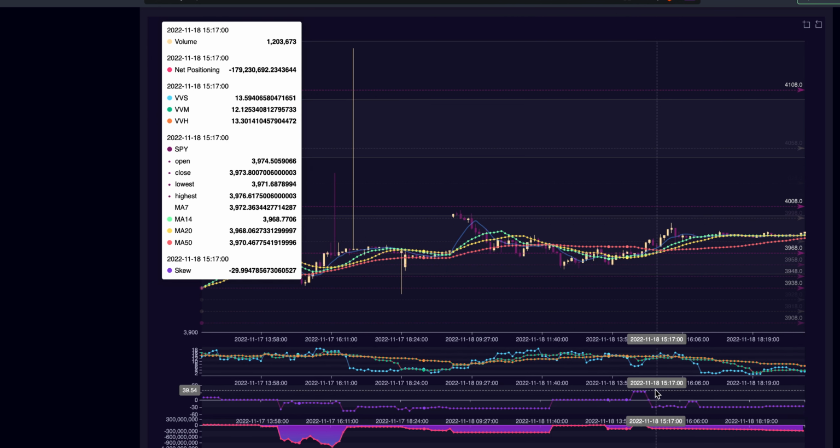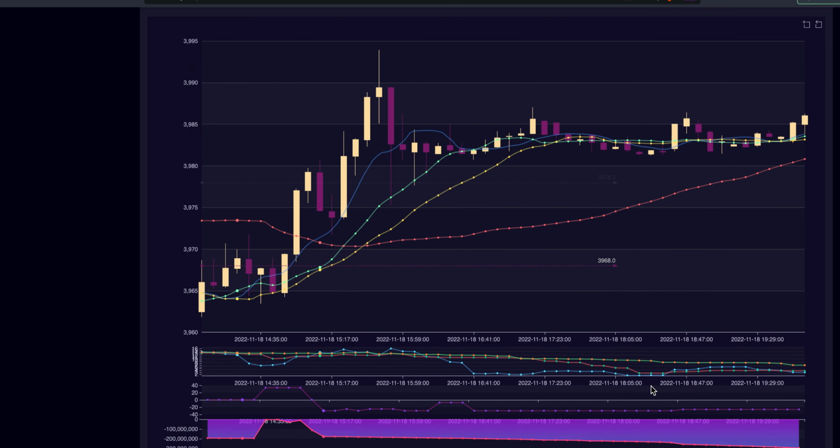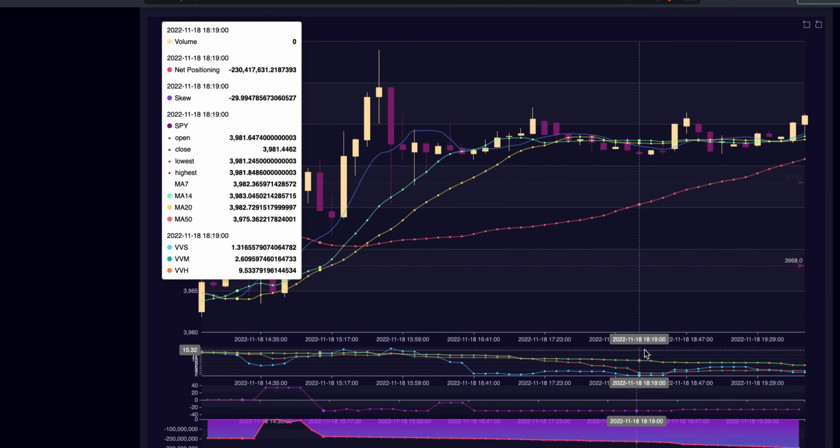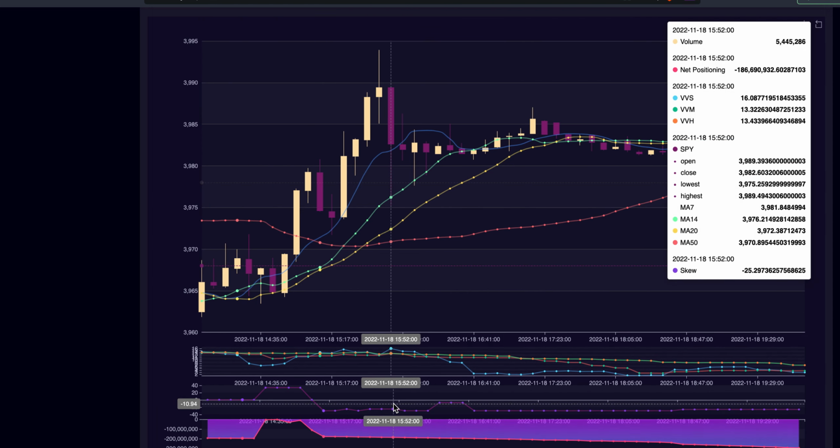You then also have skew, and you can see that again at the top, what skew is at that particular moment in time. It will refresh itself, so you don't need to do anything. Net positioning is also there, and then you've got your volume below as well. And we do have pre-market. It's about to be added, so just noting that.